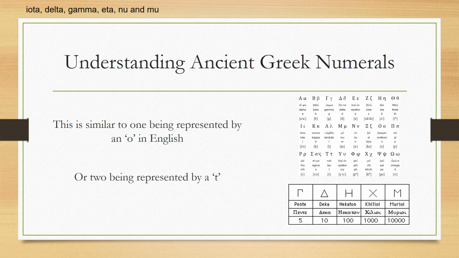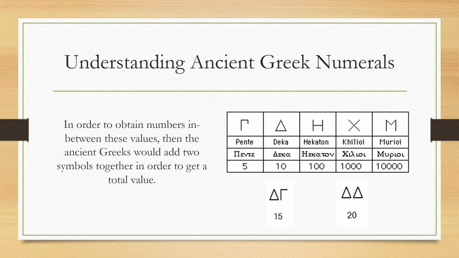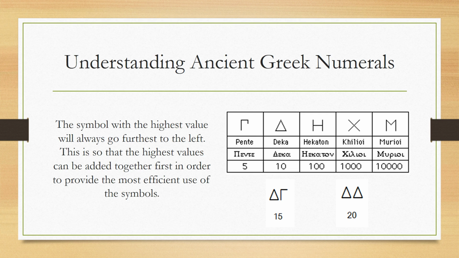So for example, this would be like making 1 represent O, and 2 being represented by a T. In order to obtain numbers in between these values, the ancient Greeks would simply add the symbols together in order to get the total value. So the symbol with the highest value would always go to the furthest left. This is so that the highest values can be added together first in order to provide the most efficient use of symbols.